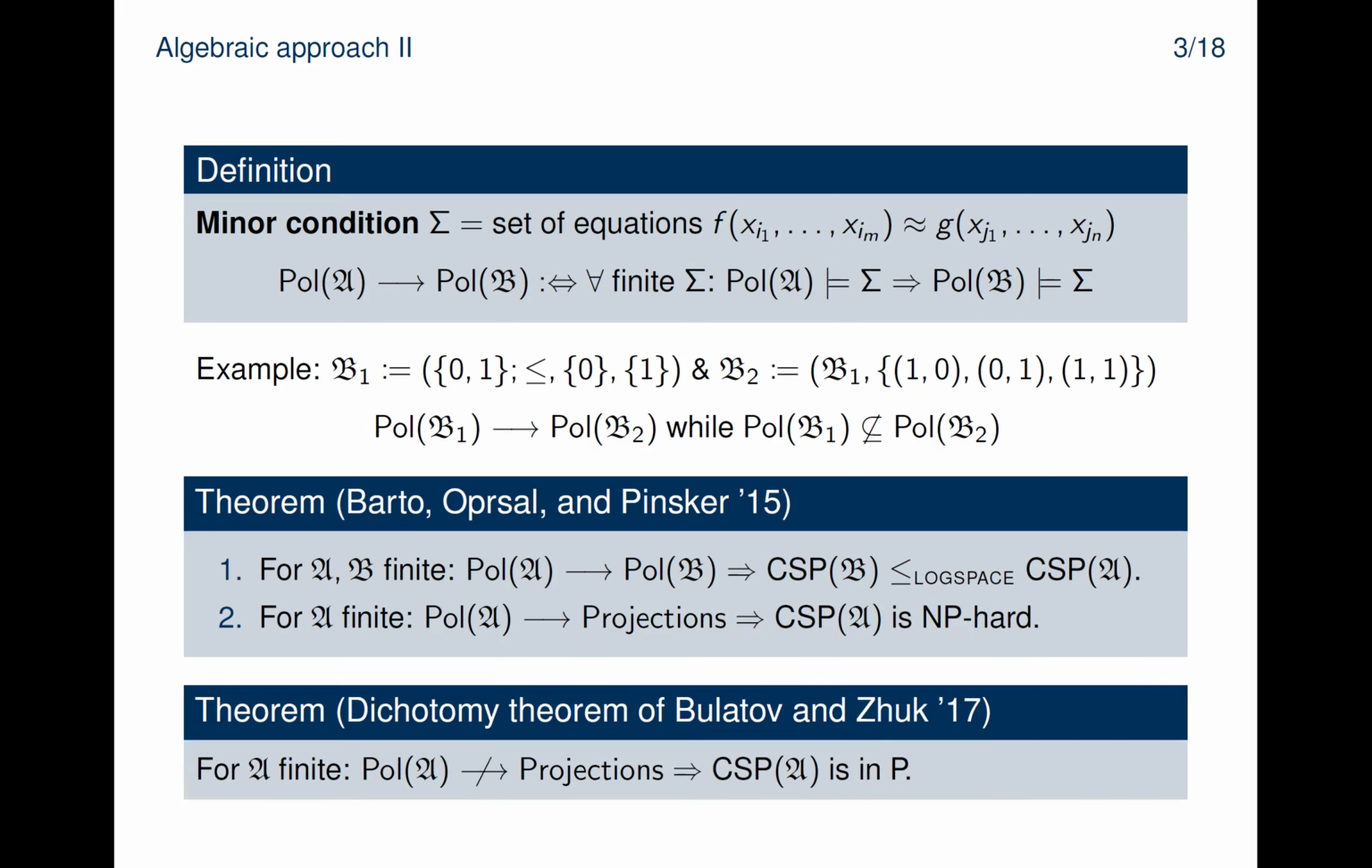And then the final, somehow the culmination of the algebraic approach, was the dichotomy theorem of Bulatov and Zhuk, who after decades of research have put all the puzzle together, and they proved that also the converse actually holds, that for finite structures, whenever we don't have this minor condition preserving map to projections, then the CSP is tractable, which means that this algebraic reason for hardness that comes in this item 2 is actually the sole reason for hardness for finite domain CSPs.